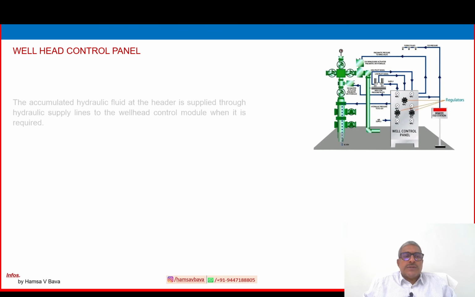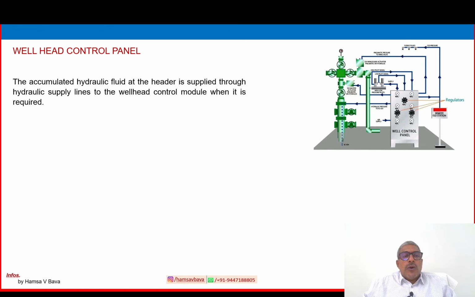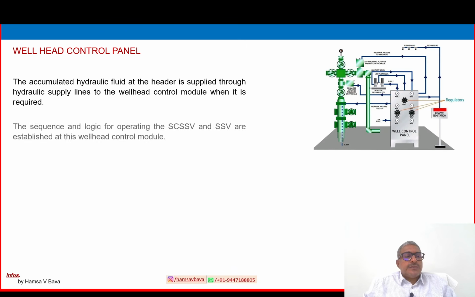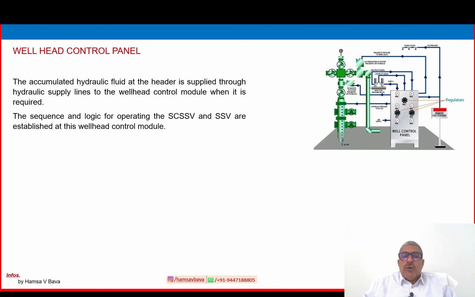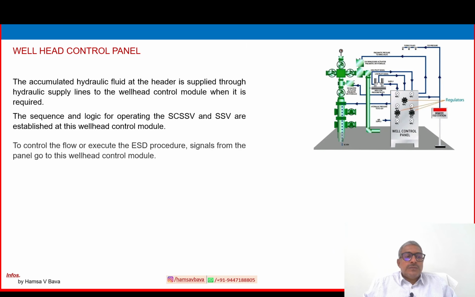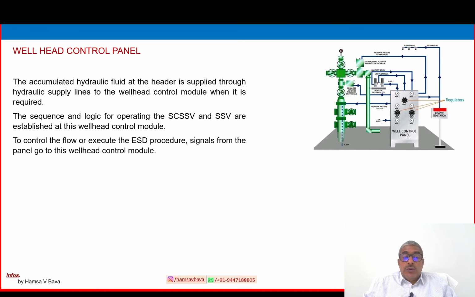Subsurface control or surface control. The accumulator hydraulic fluid at the header is supplied through the hydraulic supply line to the wellhead control module when it is required. The accumulated hydraulic fluid in the header is controlling. The sequence of logic operating for the surface controlled safety valve or surface safety valve is established at the wellhead control module. To control the flow or execute the ESD procedure, signals from the panel go to this wellhead control module.